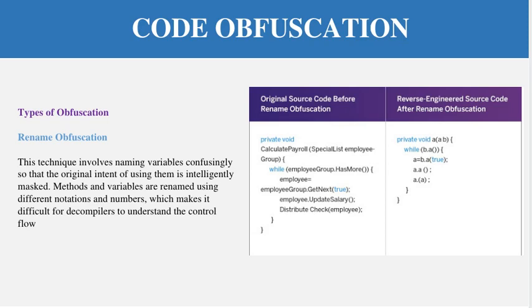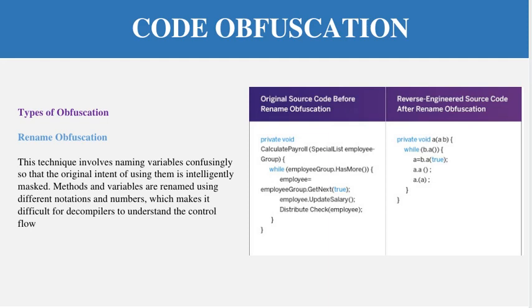Types of obfuscation. The first type is rename obfuscation. In this obfuscation, we rename the variables so confusingly that the original intent of using them is intelligently masked. Whatever variables we are using, we rename them, using numbers, notations, etc. So it becomes very difficult for the decompiler to understand the logic and the control flow. This is called rename obfuscation.